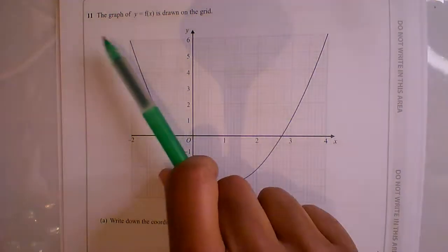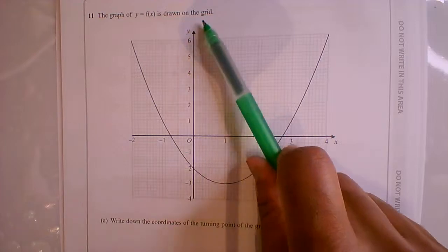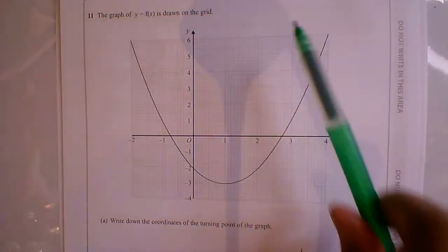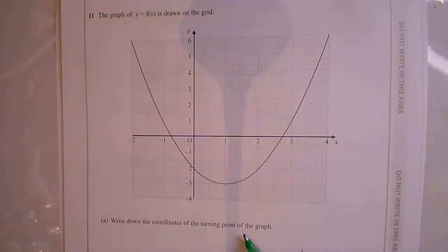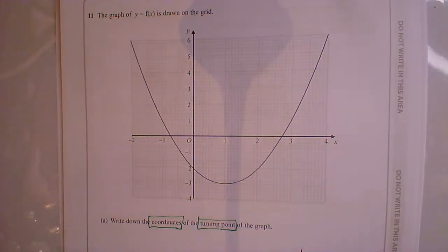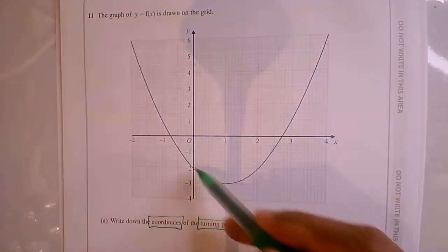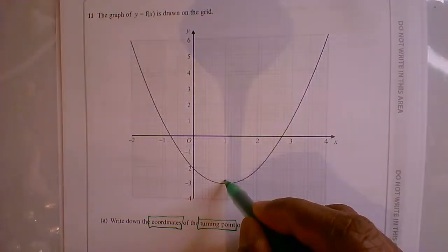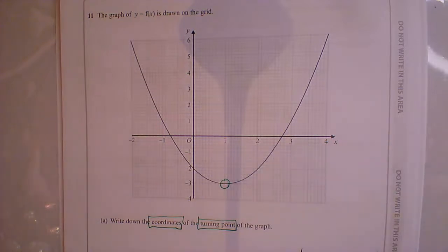So question 11: the graph of y equals f of x is drawn on the grid. So I've got this grid. Write down the coordinates of the turning point of the graph. So I need the coordinates of the turning point. You can see here the graph goes down, then it goes up. So it's around here. This is the turning point where it changes. So I need the coordinates.